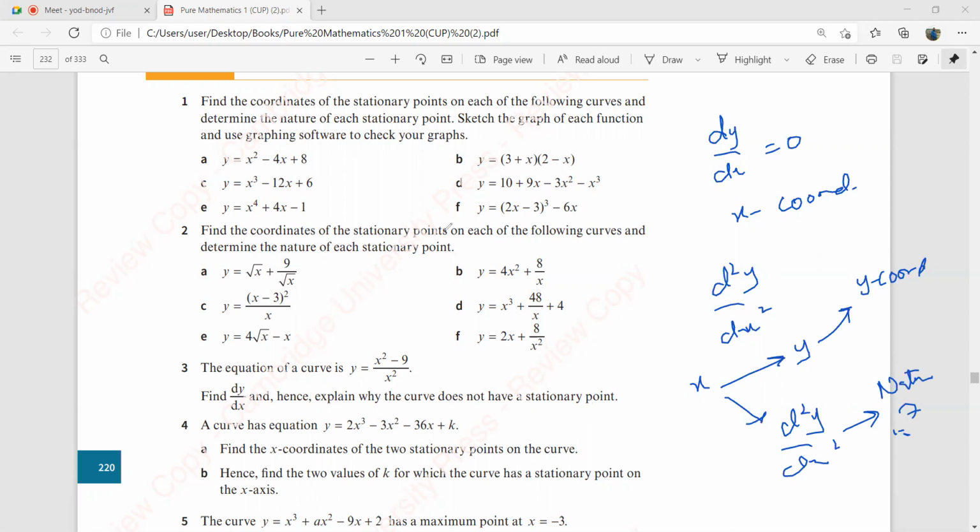Okay? Should I do any part from question number 1, 2, 3, or 4? Okay, I think you people are fine. It is time for you people to practice from here, okay?